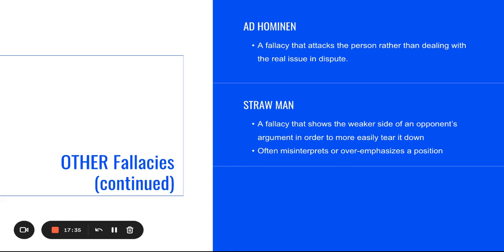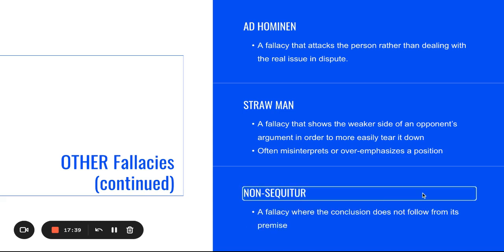Straw man is a fallacy that shows the weaker side of an opponent's argument in order to more easily tear it down, often misinterprets or overemphasizes a position. And non sequitur, a fallacy where the conclusion doesn't follow from its premise. So you made a statement, but the conclusion you've drawn from that is not valid. It doesn't connect.